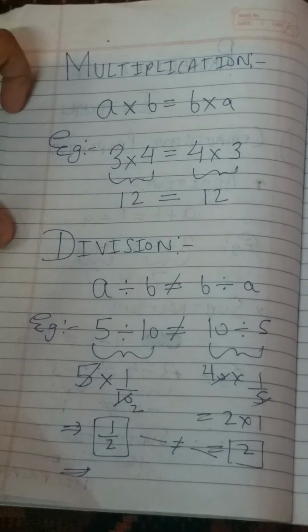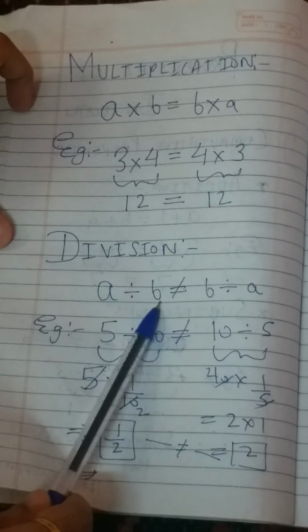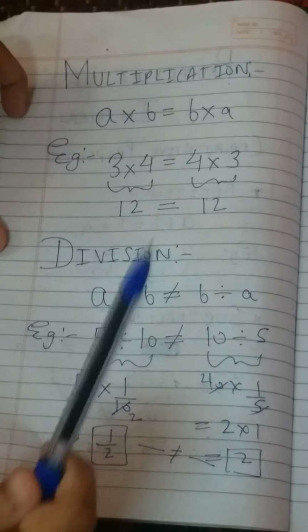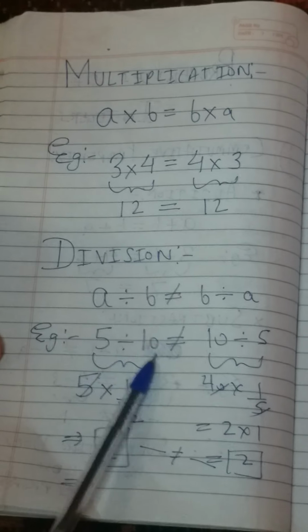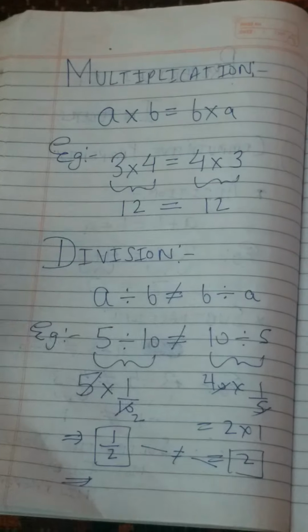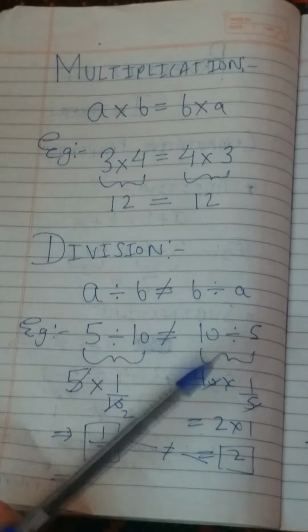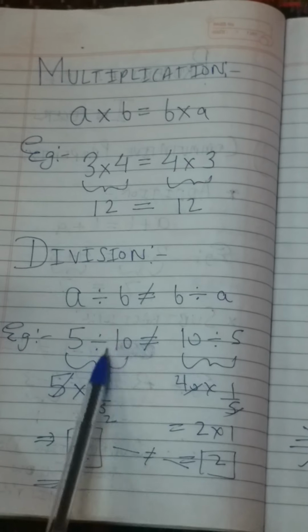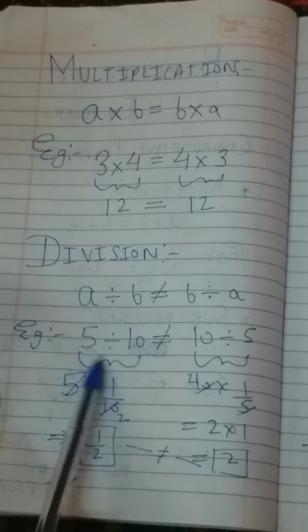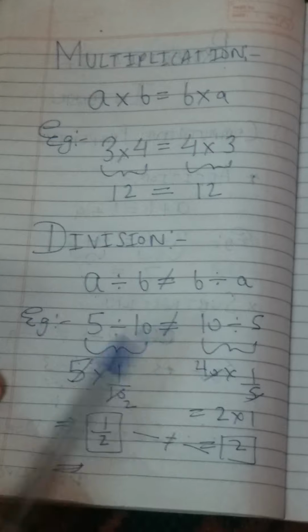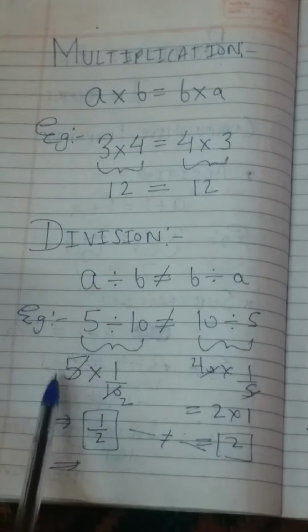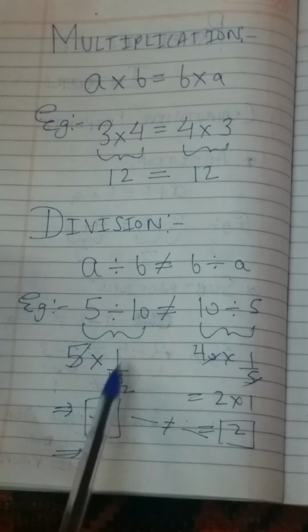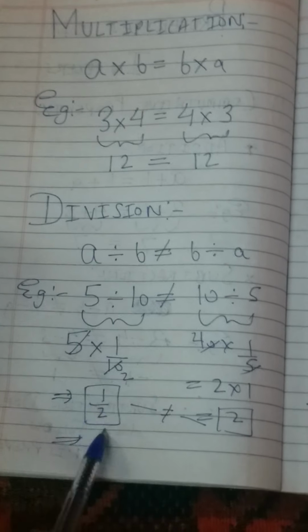Now if we go to division, then a divided by b is not equal to b divided by a. For example, 5 divided by 10. In the previous video we have studied division of integers, and according to that we take the reciprocal of the right hand side. So 10 changes to 1 by 10 and divide changes to multiply. So this whole becomes a simple case of multiplication. If we cancel it out, 5 twos are 10. So 2 comes and the answer would be 1 by 2.